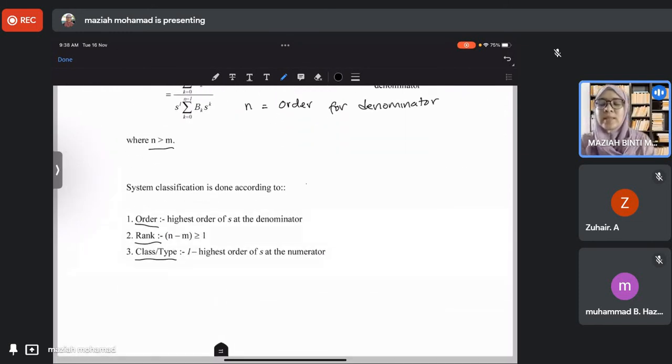The last one is class or type. Here there is a mistake, so cancel this term here, because the highest order of S at the numerator is actually M. So for class, it is the highest factor of S at the denominator.